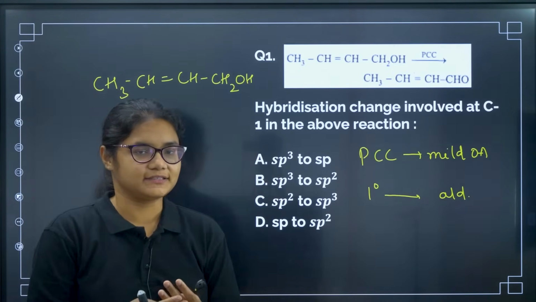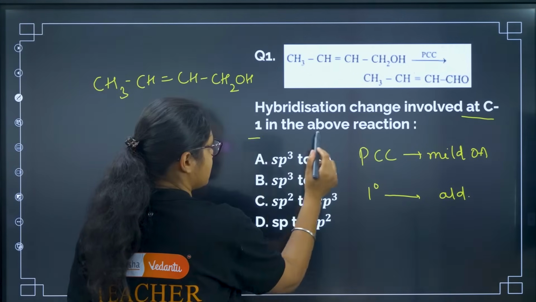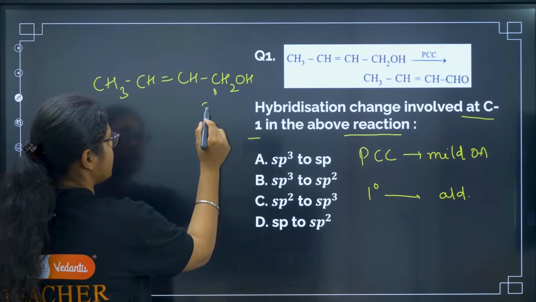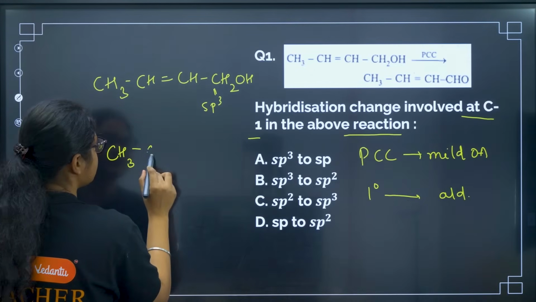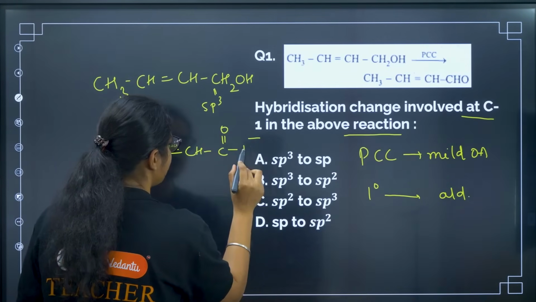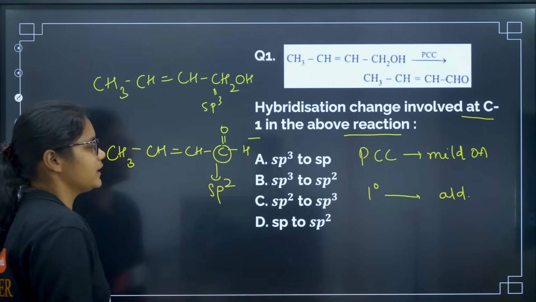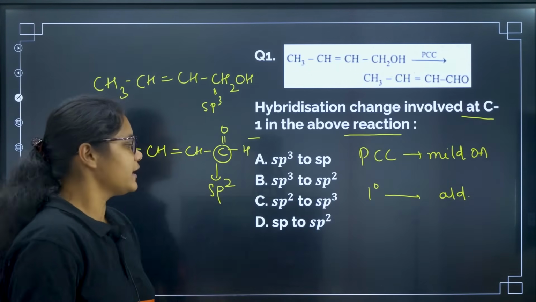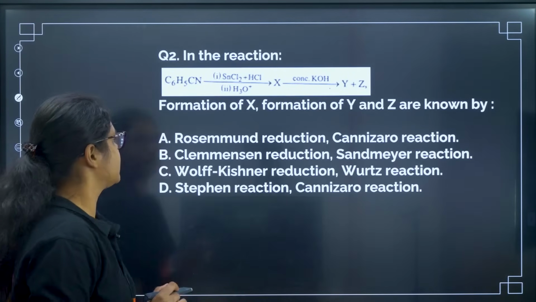It is about hybridization. The question asks for the hybridization change involved in carbon 1 in the above reaction. This is your carbon 1. Here, if you see, it is an sp3 carbon, and now in the product we have CH3CH=CH-CH=O. So this carbon is sp2 hybridized. The hybridization of the carbon has changed from sp3 to sp2. So the correct answer for this question will be option B. Now let us see the next question.